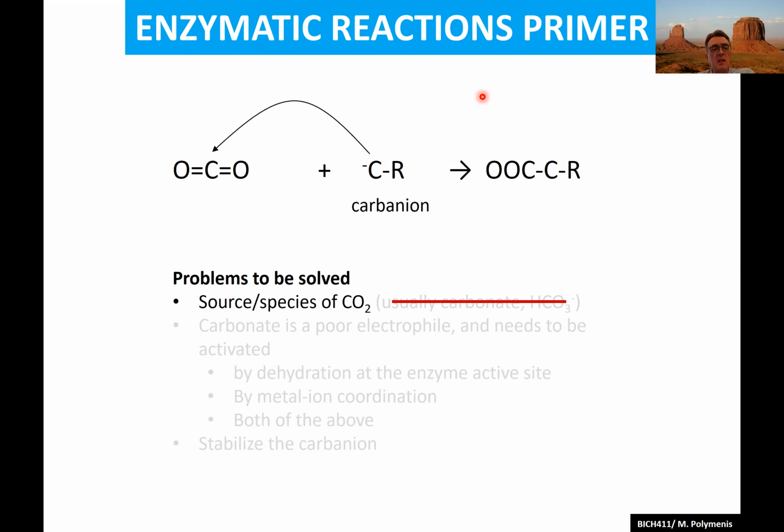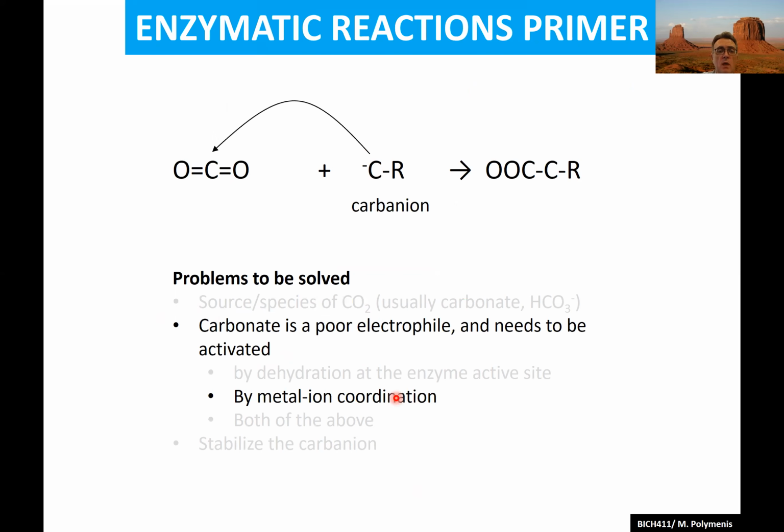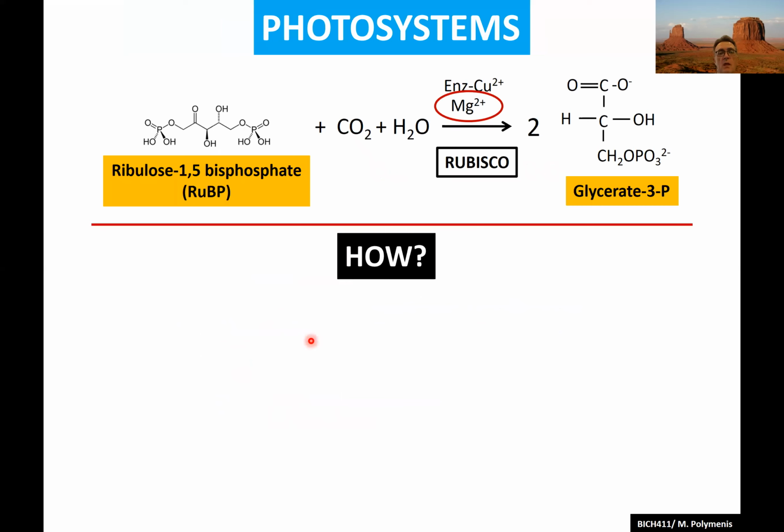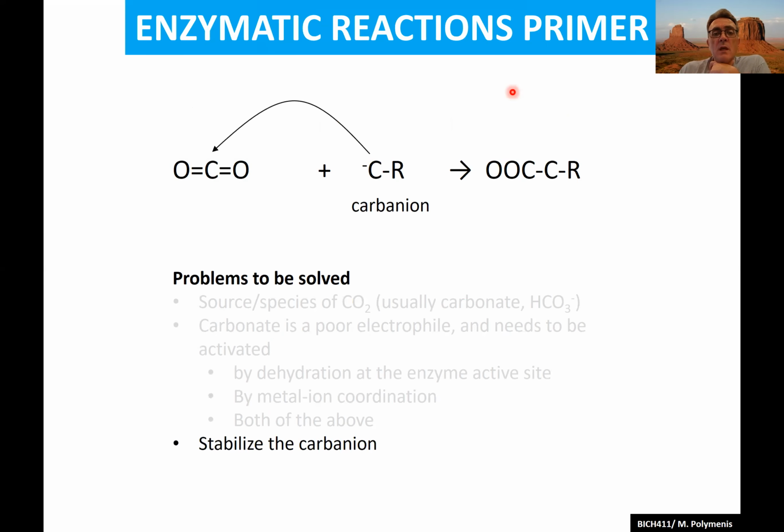The enzyme still has to solve a few problems that we have seen before. What's the species of CO2? Well, it's CO2. It's up in the air. Then you have to activate it. It gets in, and then it has to be activated. It's a pure electrophile, so in this case, it gets activated by metal-ion coordination. For this activation, you need magnesium, as it turns out. Otherwise, the enzyme doesn't work.